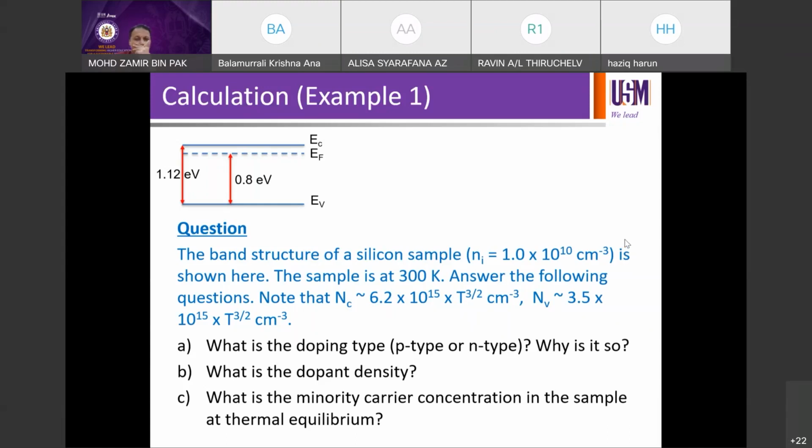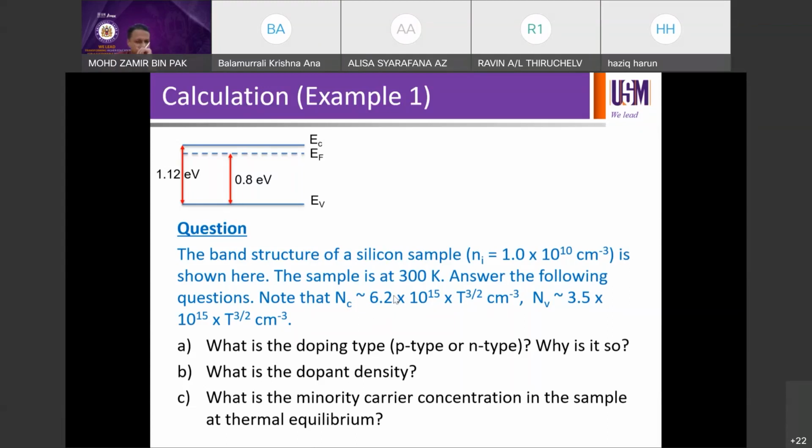Anyone wants to answer that? Why n is your majority? Because electron is your dominant carriers, right? And we knew it already from the n-type in the question part A. Okay, n-type, therefore electrons are the majority carriers.